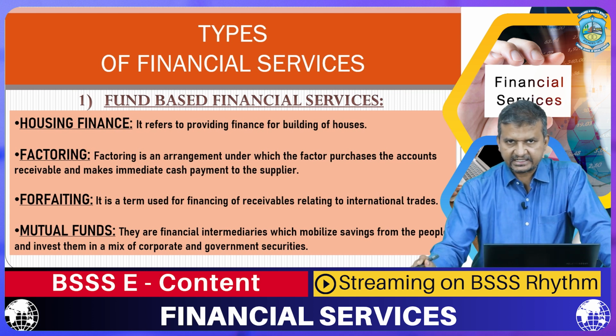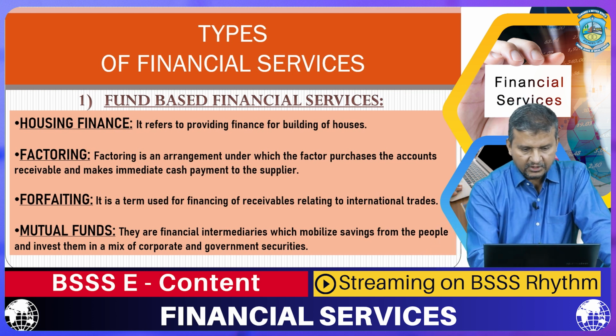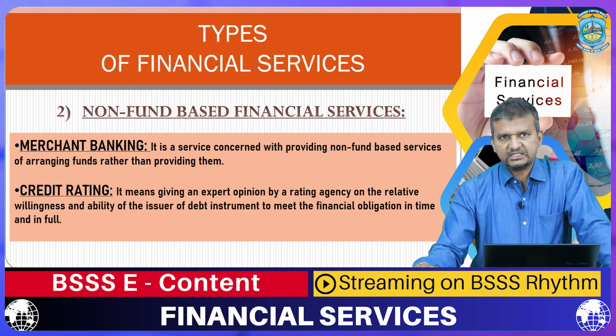The next one is factoring. Under factoring, the factor purchases the account receivables and makes immediate payment to the supplier. The supplier gets the payment immediately. Forfeiting and factoring differ in only one thing: factoring is for national trades, whereas forfeiting is for international trades. Then mutual funds. Mutual funds are financial intermediaries. They mobilize savings from the people and invest them in a mix of corporate and government securities. These were some of the fund based financial services.